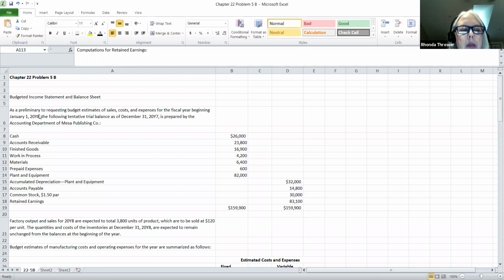As a preliminary to requesting budget estimates of sales, cost, and expenses for the fiscal year beginning January 1st, 2008, the following tentative trial balance as of December 31st, 2007 is prepared by the accounting department of Mesa Publishing Company. And they've given you a list of accounts and their balances as of December 31st.